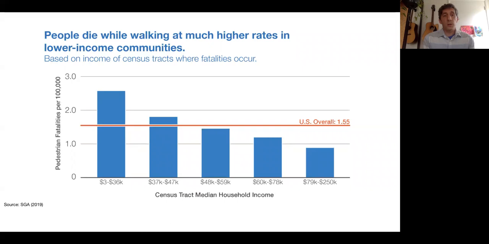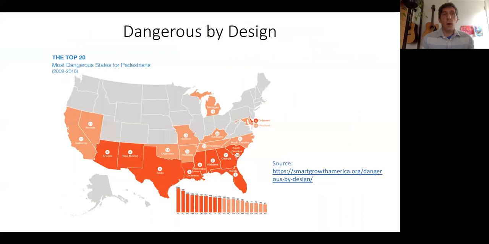Next slide, please. We've also done research on where it is safe and where it is not safe to be a pedestrian. And we'll talk a bit more about that research in a minute, but people die while walking at much higher rates in lower income communities in this country. You can see that on this slide. And so if we want people to get out and do active transportation, we have to address that. You're looking at our Dangerous by Design report. We've identified where the most dangerous states are in the country for pedestrians.